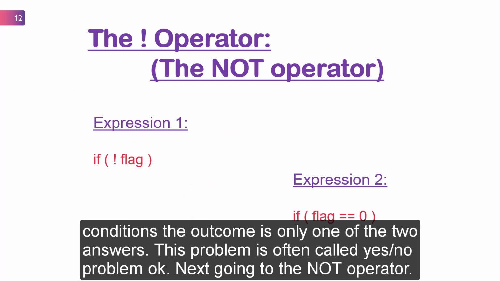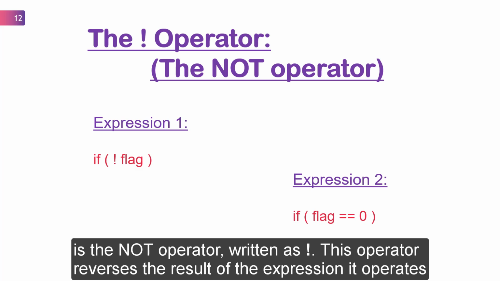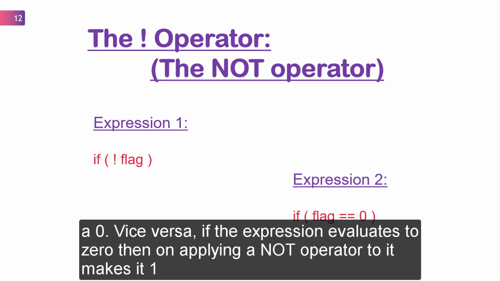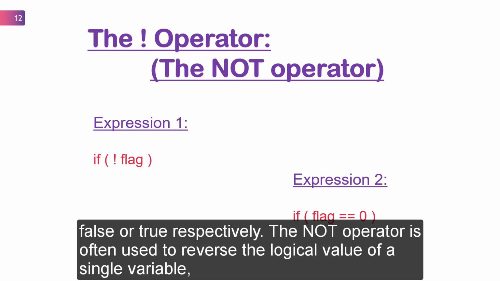Next, going to the not operator. So far we have used only the logical operators and and or. The third logical operator is the not operator, written as an exclamation mark. This operator reverses the result of the expression it operates on. For example, if the expression evaluates to a non-zero value, then applying a not operator to it results in a zero. Vice versa, if the expression evaluates to 0, then applying a not operator to it makes it 1, a non-zero value. The final result after applying the not operator, 0 or 1, is considered to be false or true respectively.